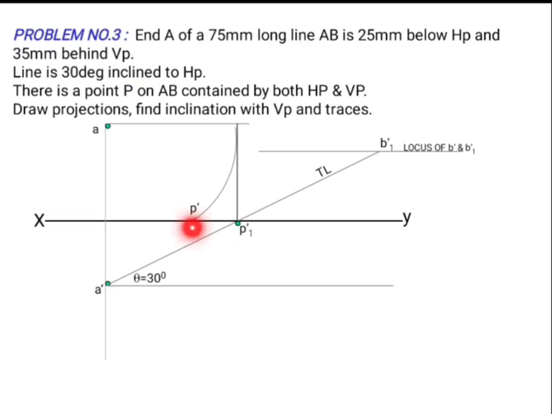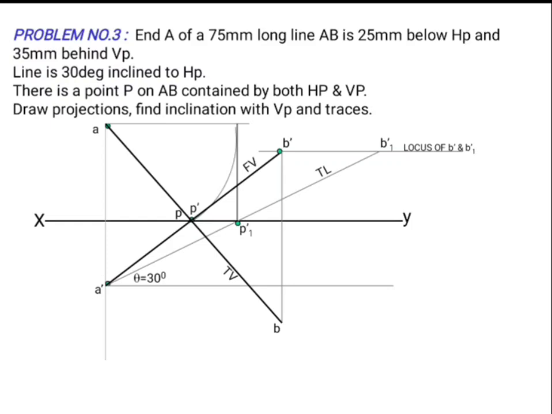So this point is P dash. I can draw a line through A dash P dash, which can be extended to get the end point B dash. Now we know point P and P dash will be on the same point. So I am marking point P on the same point and joining AP and extending that to the vertical projector, I will get point B. AB will be the plan or top view of the line.